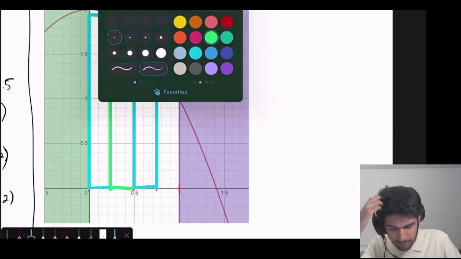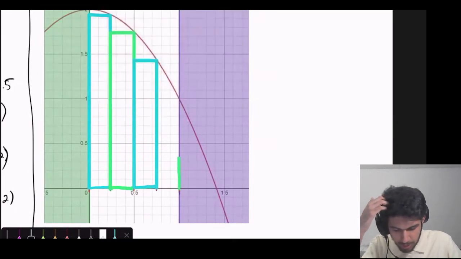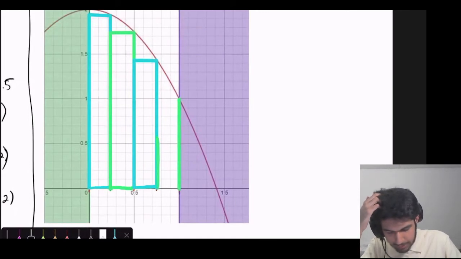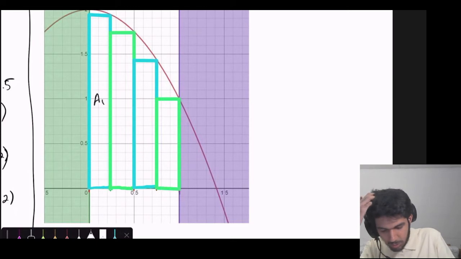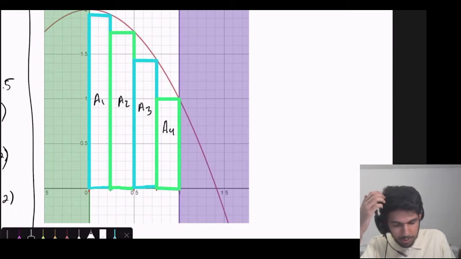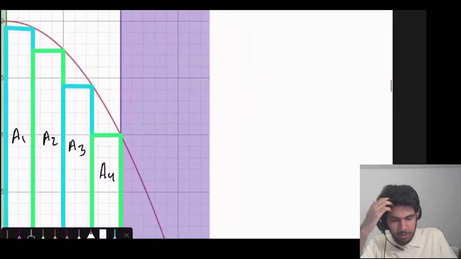And then one last rectangle should start at 1. We go up until we hit the function. The left-hand side should have the same height here and here. Okay, and we can do the same thing. Call this A1, A2, A3, A4. And we'll sort of generalize what we did before.